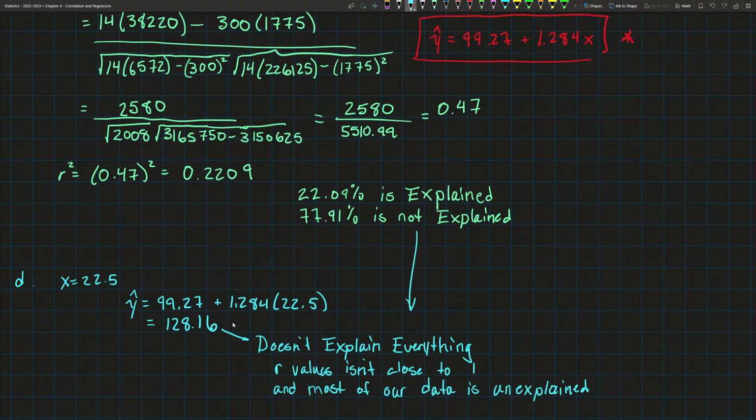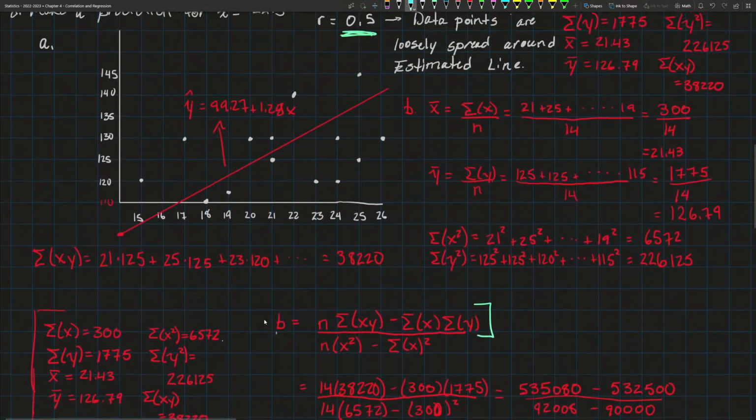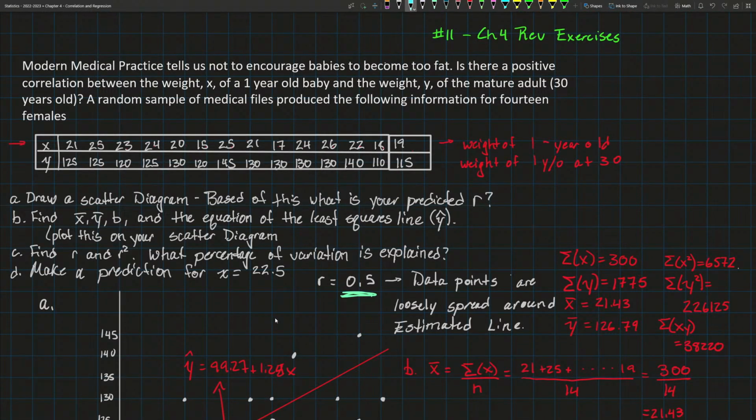All of that comes from this. We get y hat in part B. We find our closeness to that line in part C, and then we explain all that in part D for our prediction. So that whole thing is one entire question, and that's all I'm going to be asking.